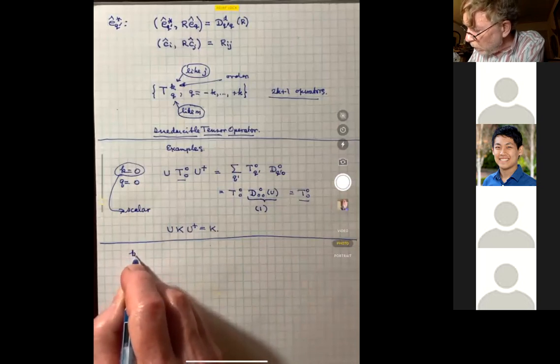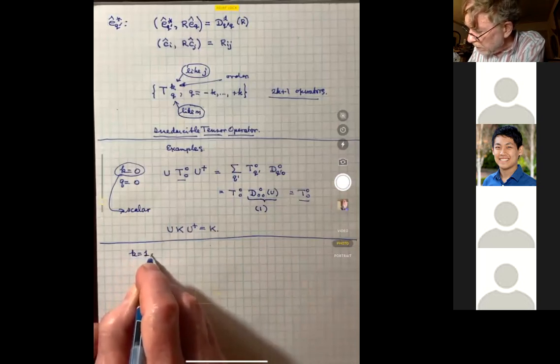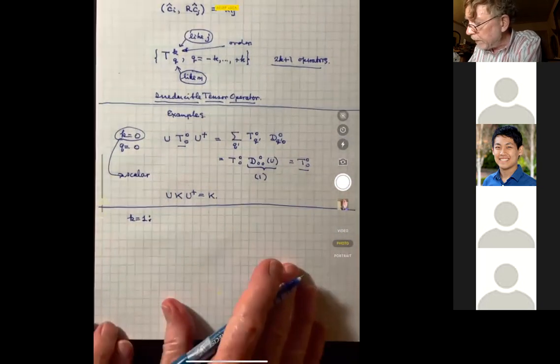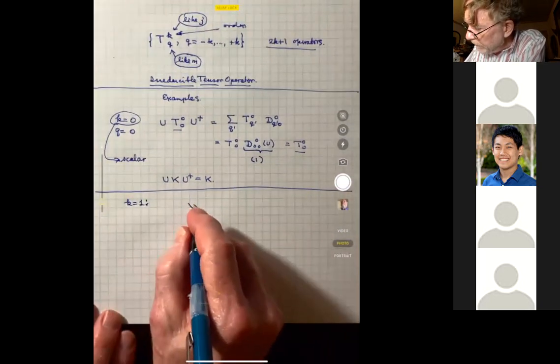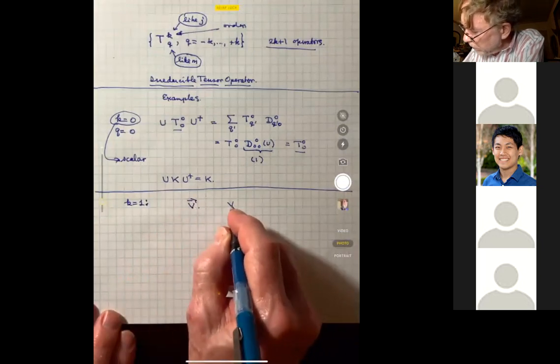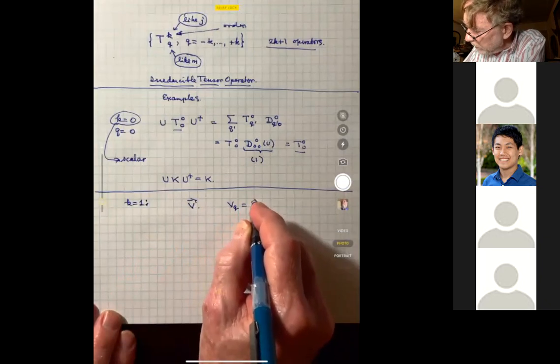What about K equals 1? Let's look at those. It turns out that K equals 1 irreducible tensor operators are the same thing as vector operators, but with their components put into the spherical basis. I'll show you how I know that. Let's say that V vector is a vector operator. And then let's take that V sub Q is equal to e hat Q dotted into V.